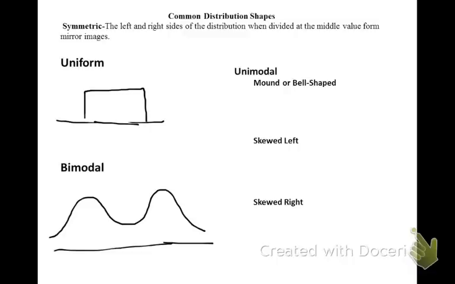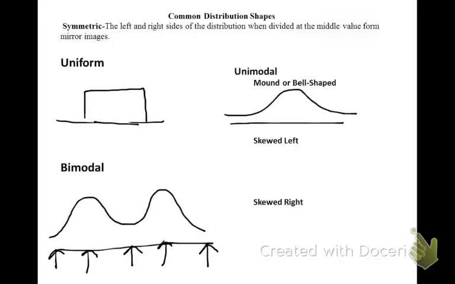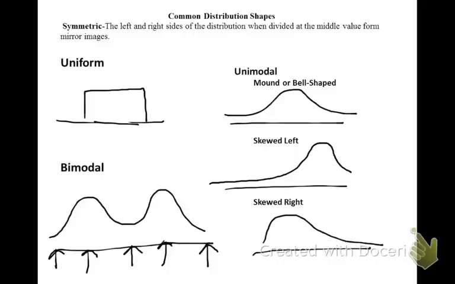Cases where you may see bimodal data, let's say we're discussing heights. This could represent the average height of males, and this could represent the average height of females. These would be very short females, tall females and short males, and very tall males. Unimodal distributions have only 1 peak. The most common would be the mound or bell-shaped. They're skewed left, the tail drops off to the left, or in skewed right, the tail would drop off to the right-hand end.